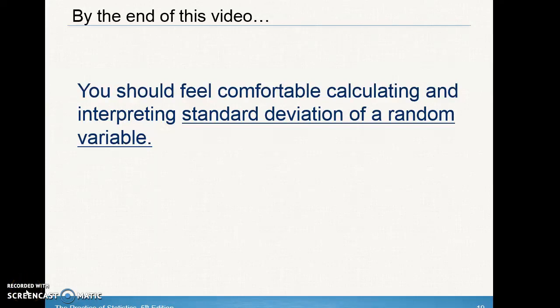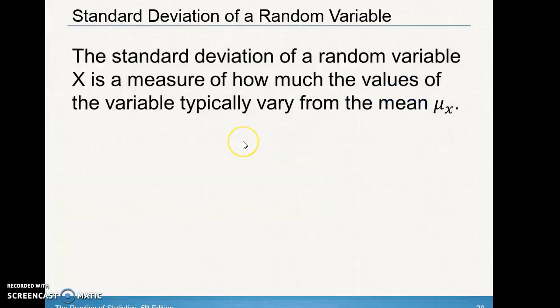Today in class we learned about finding the mean of a random variable, which is also known as the expected value. Tonight you're going to be working on calculating the standard deviation of a random variable. So it's kind of the same definition that we saw at the beginning of the year. The standard deviation, again, is just a measure of how much these outcomes are going to vary from that expected value or from that mean.